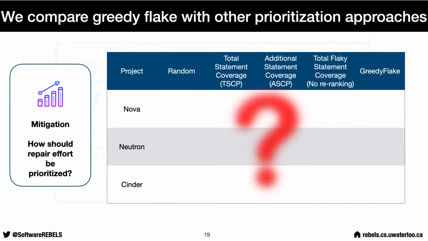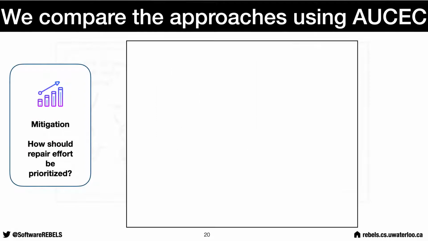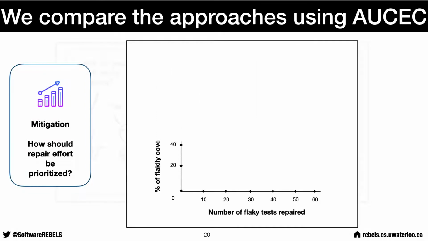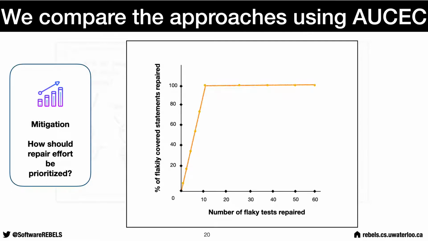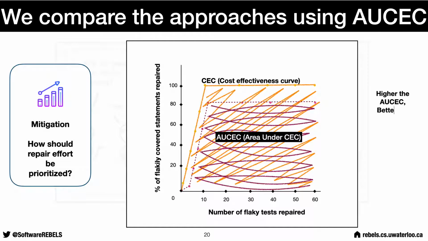To compare these approaches, we compute the area under the cost effectiveness curve. On the x-axis, we plot the number of flaky tests repaired. On the y-axis, we plot the percentage of flakily covered statements repaired. We plot our curve and we compute the area under the curve. We repeat it for all approaches. Higher the area under the cost effectiveness curve, better the approach.